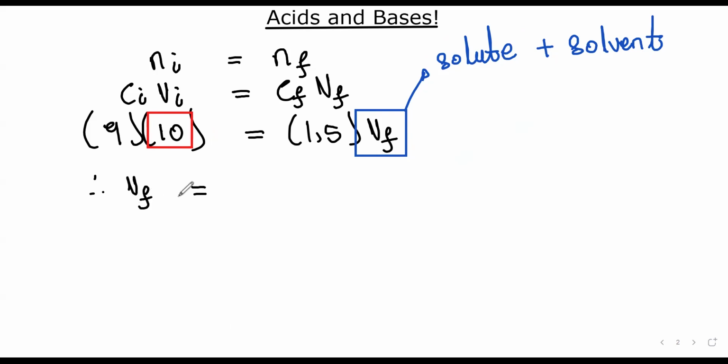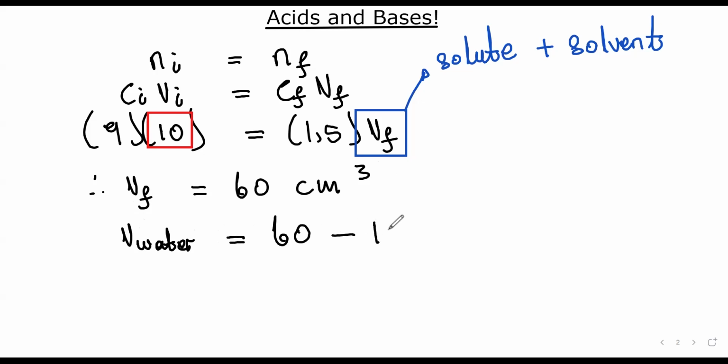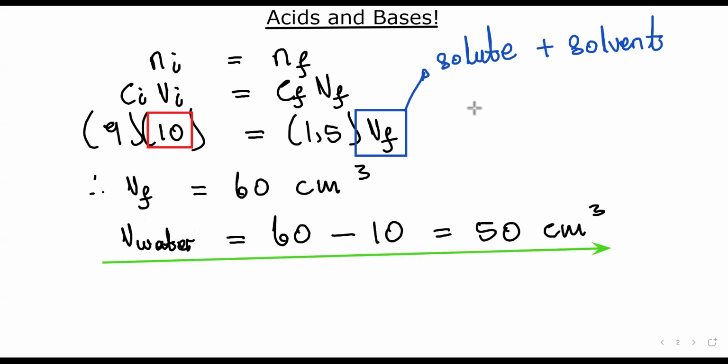Then if you go to your nice calculator and say 9 times 10 divided by 1.5, well, you simply get 60 cubic centimeters. This is the volume of the solution. Then you say, well, in order for me to get the volume of water, I simply need to subtract the volume of the acid. And you find that 50 cubic centimeters of water was actually added in order to dilute this solution.